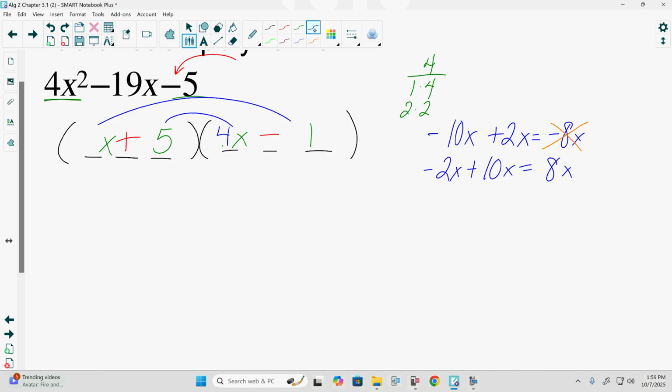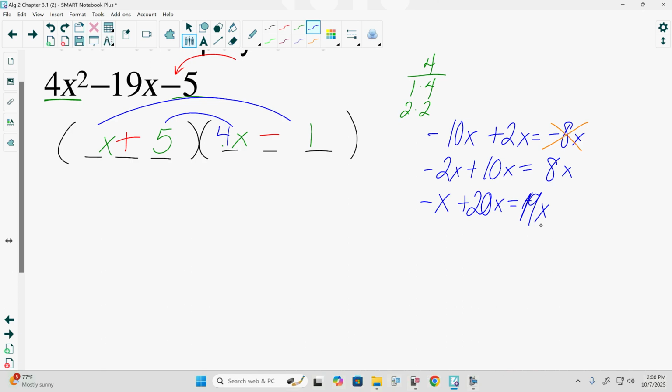X times negative 1 is negative x. 5 times 4x is going to be plus 20x. That's going to equal positive 19x, yes? Is that the correct middle term? Is that the middle term we wanted? I would say yes and no. Yes, because we did want 19, but no, because we did not want positive 19, we wanted negative 19.